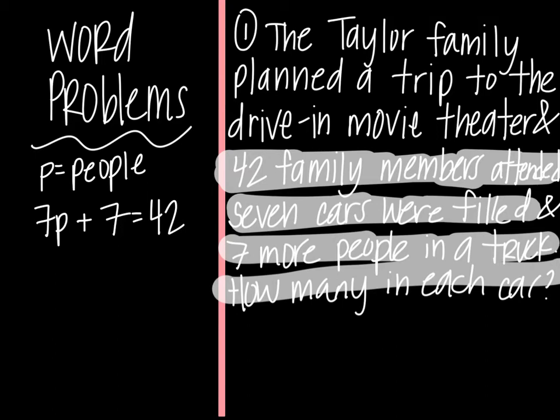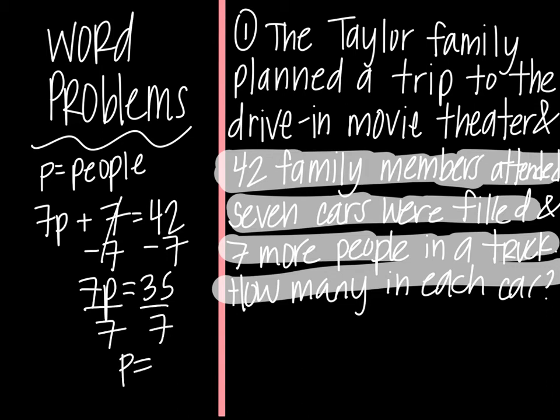So we have a 2-step equation. Start with the side where the variable is. So the variable is here, so we want to get rid of this positive 7. Do that by subtracting 7 on both sides. And you get 7p is equal to 35. So p is equal to 5. That means 5 people were in each car. So we'll say 5 people.